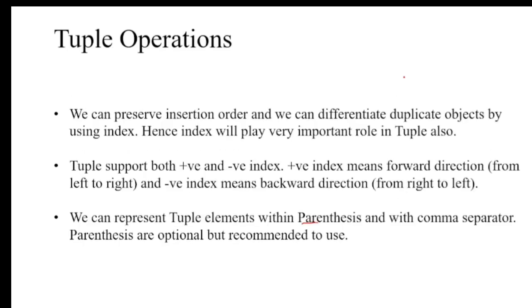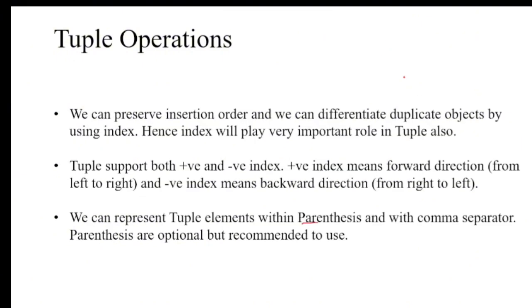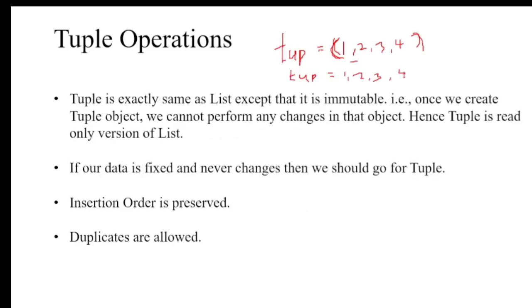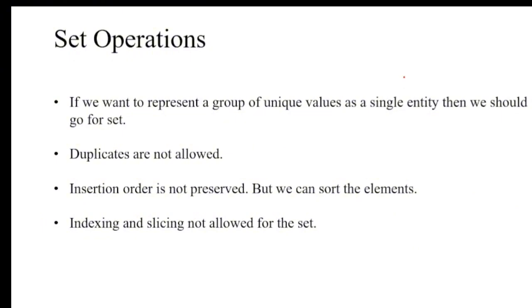For the list we said we have different operations, but the tuples are immutable, so we don't have many operations on the tuple object. What you need to understand here is how we create the tuple objects, and that tuple objects are immutable. Once we create a tuple object, we cannot perform any changes to that object. So that marks the end of the second data structure.